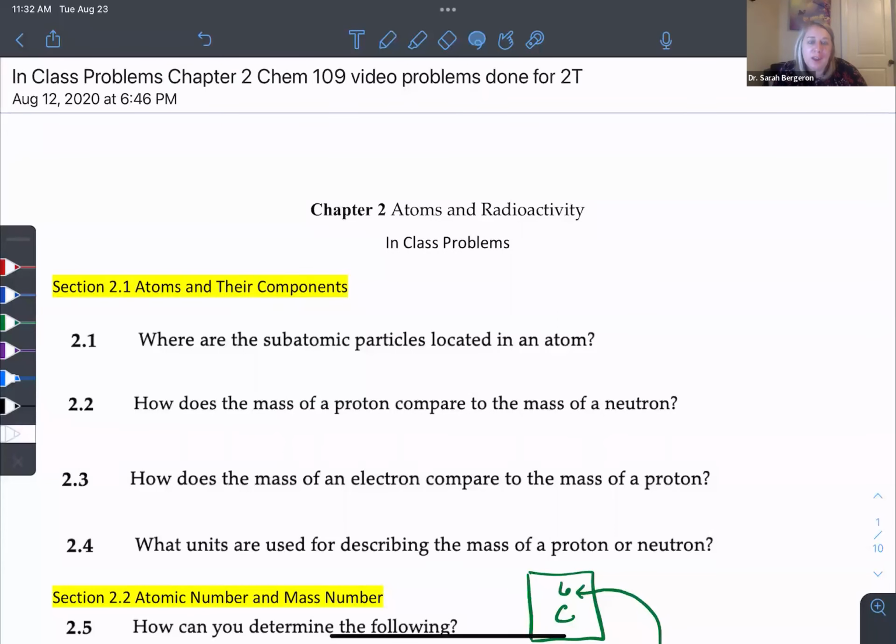Okay, so we're going to go ahead and start chapter two, just a little bit of chapter two. It's the pretty easy stuff. So 2.1 starts with the atom and what the atom is composed of.